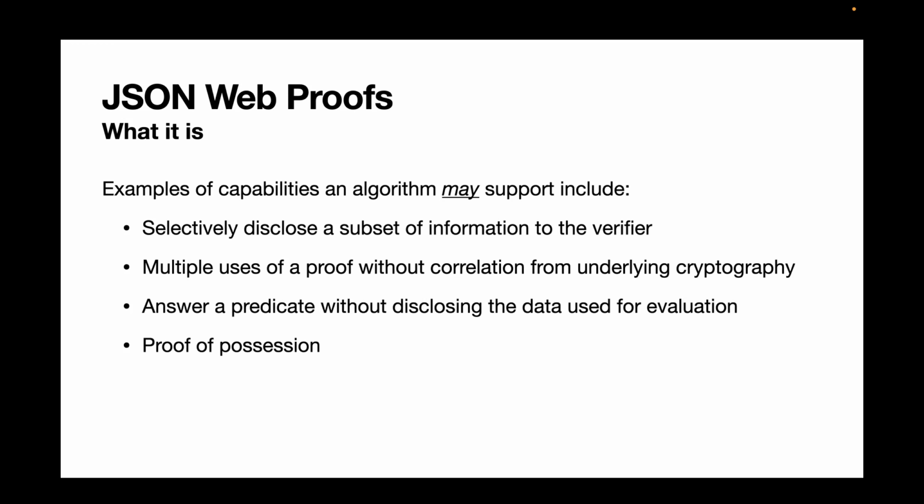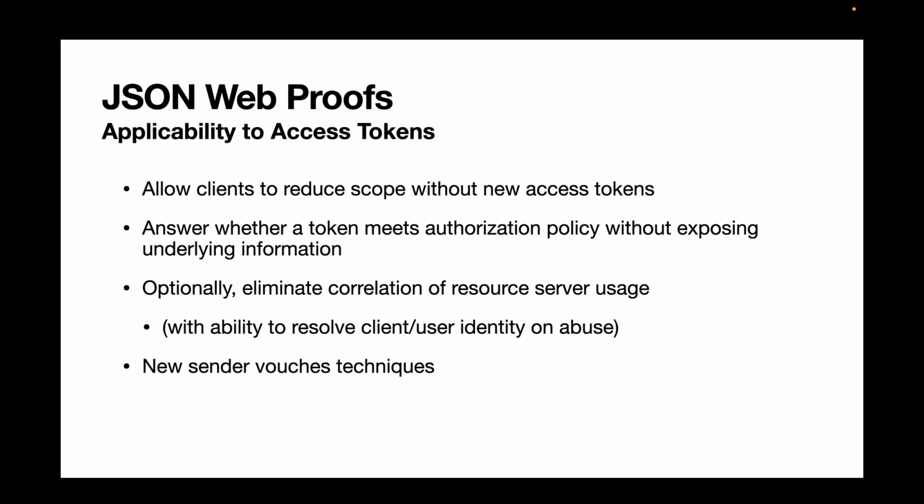So how this would relate more at the OAuth level would be the idea of having an access token and being able to reduce the scopes without having to get new access tokens issued, being able to do that on a request-by-request basis. Typically, the cryptography is more expensive for these other ones, but the ability to say that an authorization policy is being met by the token, without actually exposing the underlying data for that particular user or client that's used to satisfy that policy, is something that you can do with things like zero knowledge proofs.